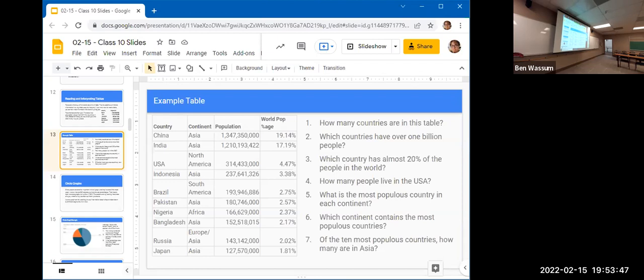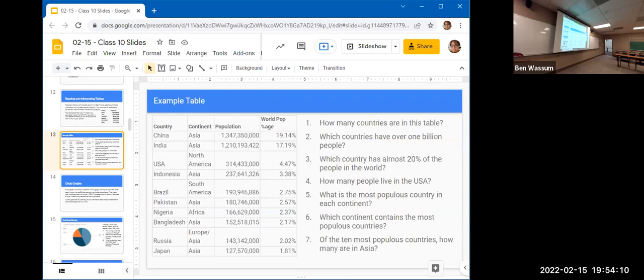Okay. Number 2, which countries have over 1 billion people? Yeah, 2. Because the nice thing is this table is actually already sorted by population, right? So the only 2 that have a number over 1 billion are China and India.